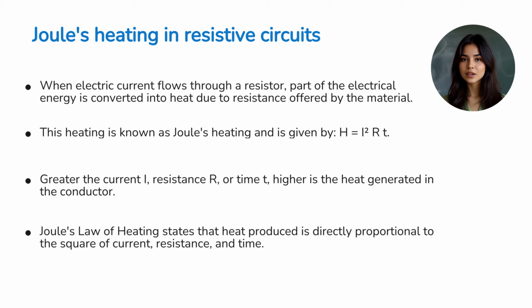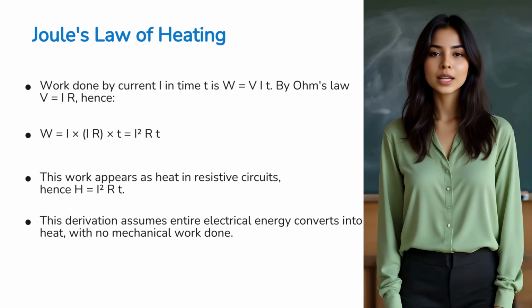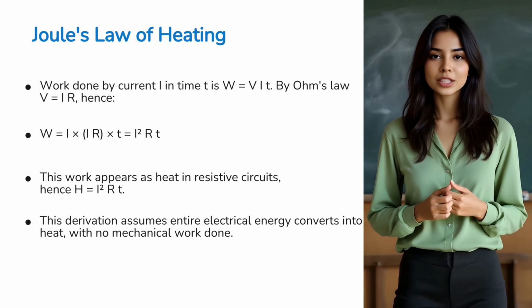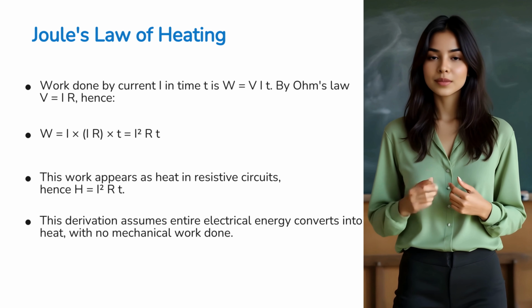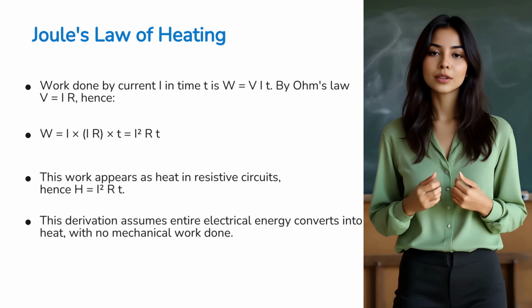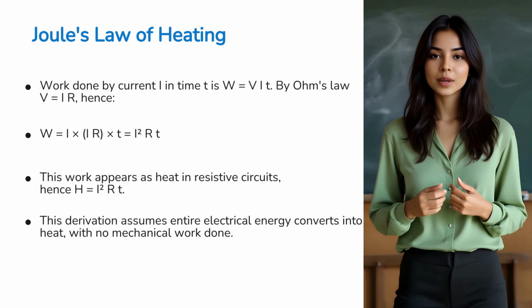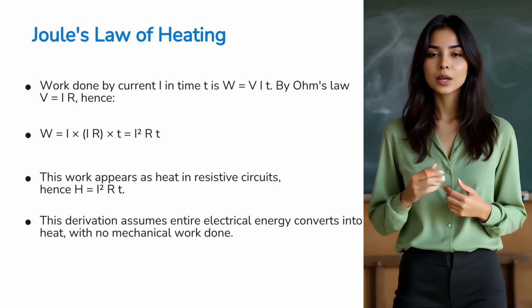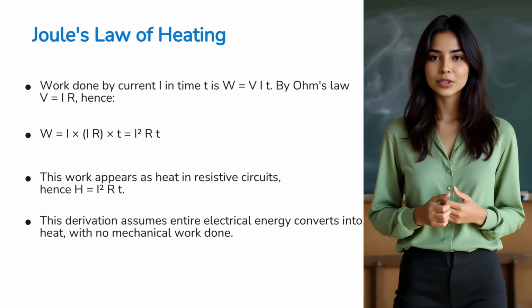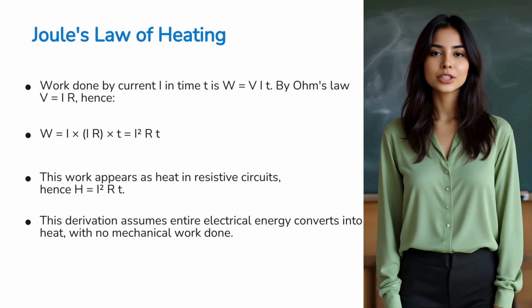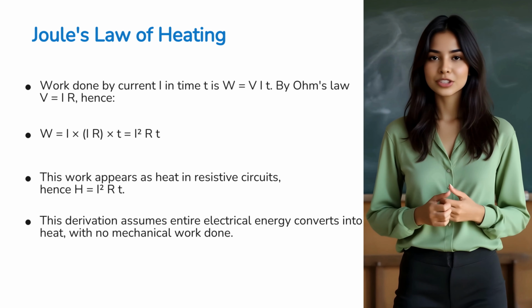Let's keep this idea flowing as we explore exactly how this all adds up mathematically. Alright, time to put on our physics detective hats and unpack where the heat formula comes from. Imagine an electric current I flowing through a resistor for time t. The work done by this current can be expressed as W equals V times I times t, where V is voltage in volts, I is current in amperes, and t is time in seconds.